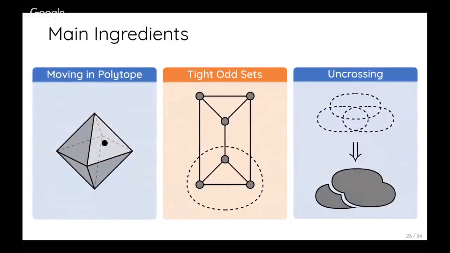So that's how you find an odd set. For each of your cycles, you can find an odd set that intersects it. Now the question is, if you have many different cycles and all of them give you some odd set, these odd sets can be crossing each other. How do you make them disjoint so that you can shrink them at the same time?